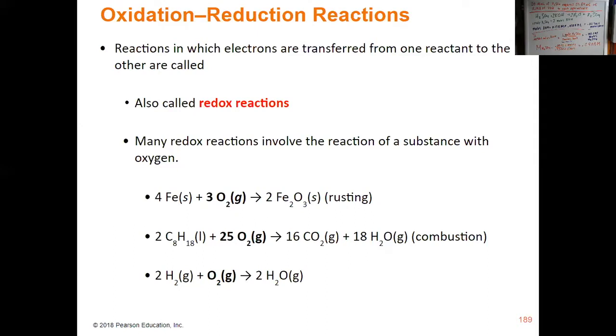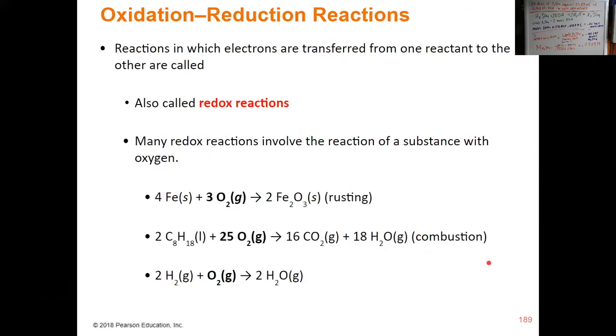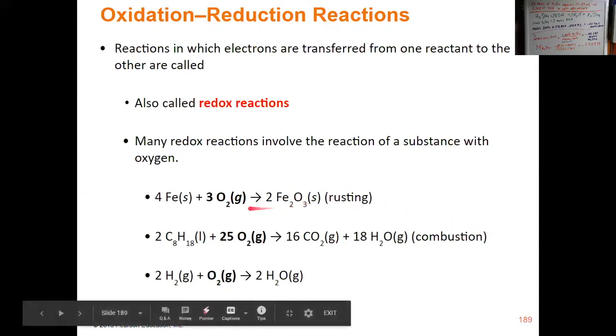A lot of common reactions that we look at are examples of redox reactions. So you're looking here at rusting or combustion reactions. Those are all examples of redox reactions. They involve electron transfer that we don't actually see when we write out the equations in their longhand form, but it exists nonetheless.